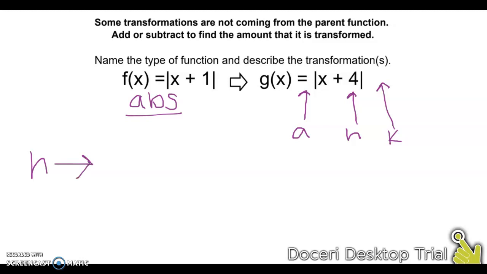Well, it went from positive 1 here to positive 4. How many units is that difference? What is the difference between positive 1 and positive 4? 3 units. Now we have to determine how it moved. Well, h is the one that's a little odd. Remember, if it's positive, it actually moves it to the left, and you would think that would mean negative. So we moved it 3 units to the left.